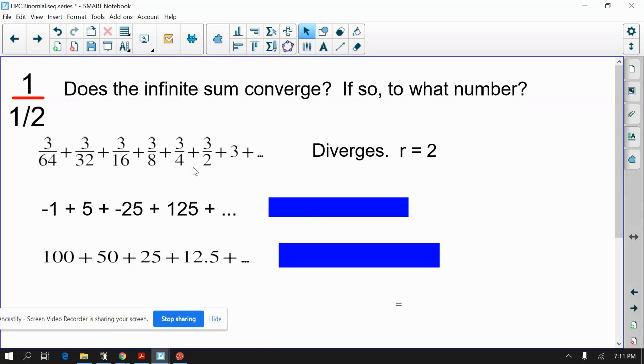This will go to infinity, and you can already see it getting too big over here. You're adding 3. The next term I would add would be 6, and then 12, and then 24, and then 48. So it would get big very, very quickly.